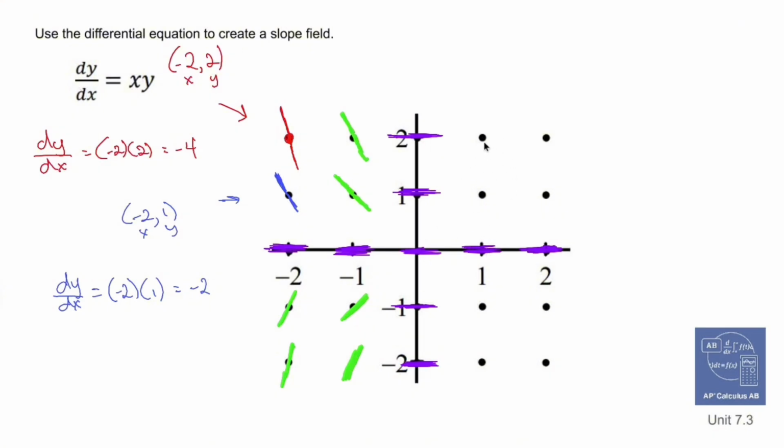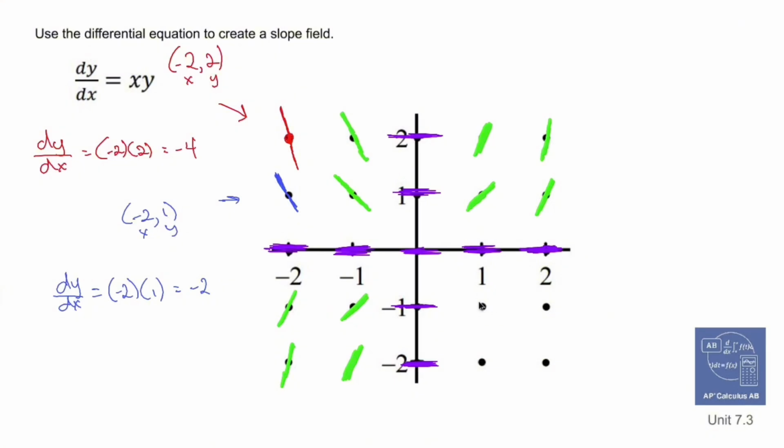1 times 2 is going to be 2. Pretty steep positive slope. 1 times 1 is going to be 1, so as diagonal as can be. 2 times 2 is 4, so steeper positive slope. 2 times 1 is 2, so pretty steep positive slope.